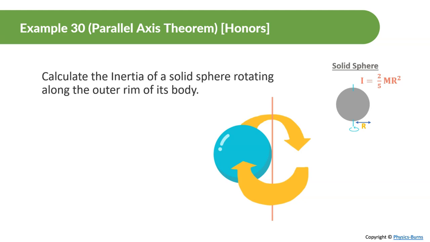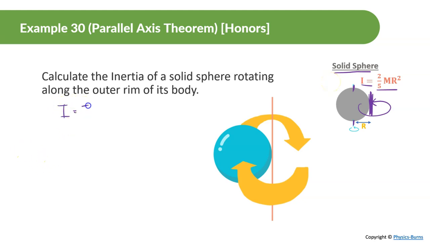All right, so here we go. Calculate the inertia of a solid sphere rotating along the outer rim of its body. We know through the center it is equal to 2/5 mr squared. But now we don't want it rotating through its center. We want it rotating all the way through the outside of it, so going around like that.